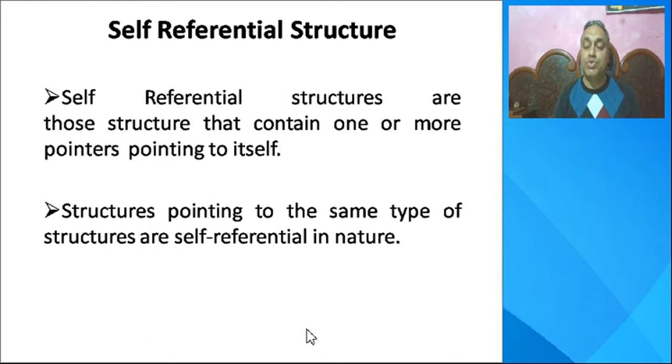Self-referential structures are those structures that contain one or more pointers pointing to itself. What does it mean? A structure contains many elements, which are called members of the structure. When a structure contains one or more members that are pointer variables, and that pointer variable is of the same data type, that is, of the structure type, then in other words, structures pointing to the same type of structures are self-referential in nature.